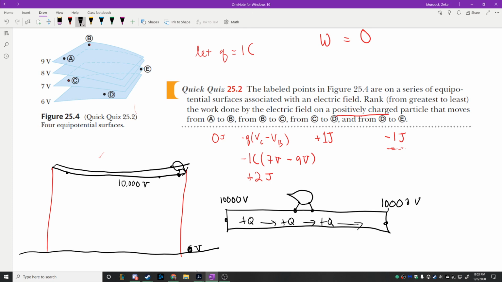Okay, alright, so we need to take a break. It's already 8:03, so we'll take a break until 8:15, and we'll come back and finish things up.